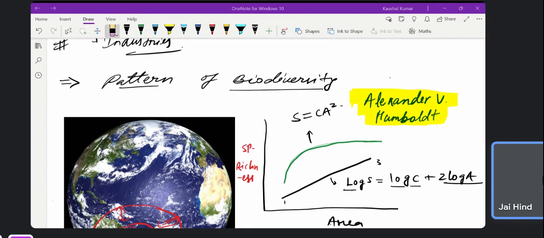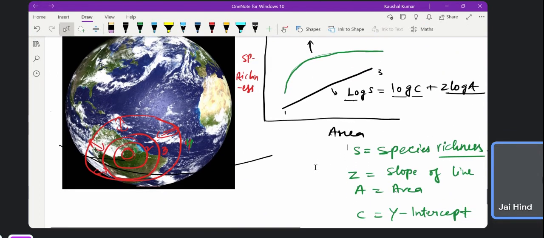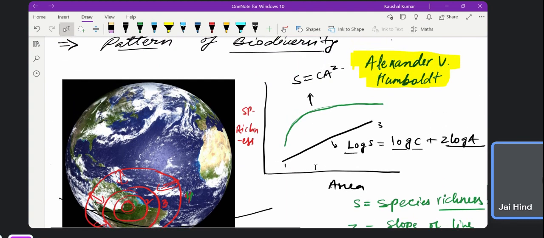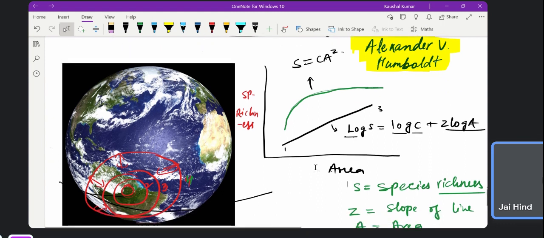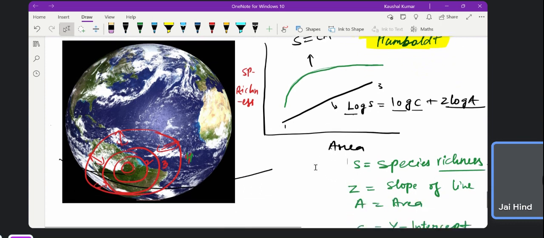Now, the point is that you understood how the diversity will be, what will be the pattern of the biodiversity. In terms of what? In terms of area, you've seen only. In terms of everything, other factors are there by which it can be defined. But Alexander von Humboldt decided in terms of the area. So, this is the graph which you have to remember.